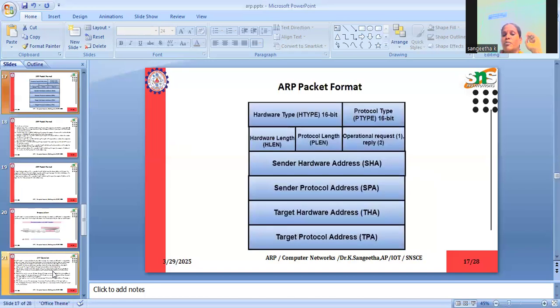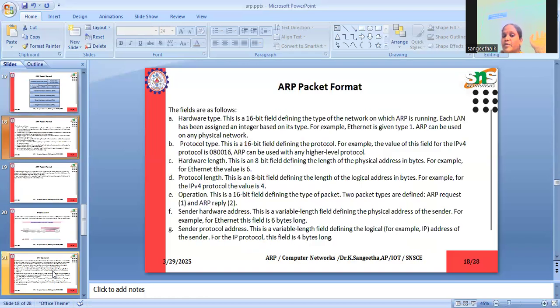Then the ARP packet format has hardware type and protocol type, which are used to identify which type of hardware and also the protocol type. The remaining fields are for the sender hardware address and receiver hardware address, and the target hardware address and also the protocol address. These things will be added in the ARP protocol.